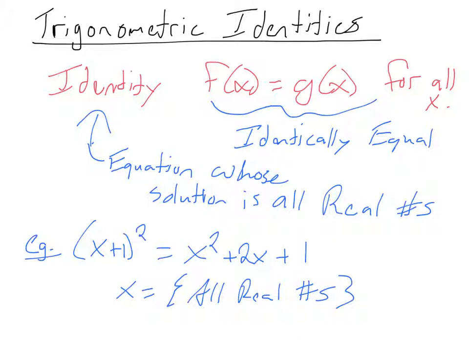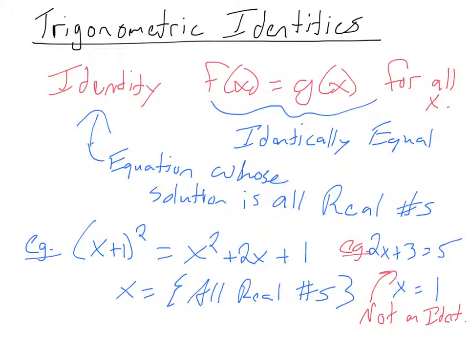An example of an equation that's not an identity is the equation 2x plus 3 is equal to 5, right? We end up getting x equals 1. That's not an identity. Right, so not all equations are identities, just ones whose solution set is all real numbers, okay?